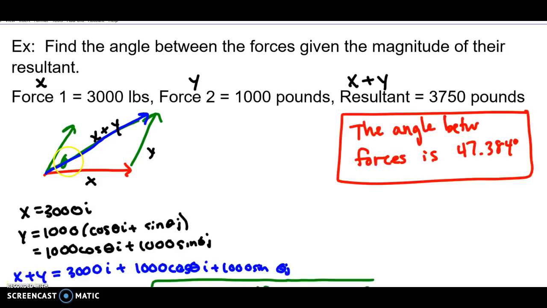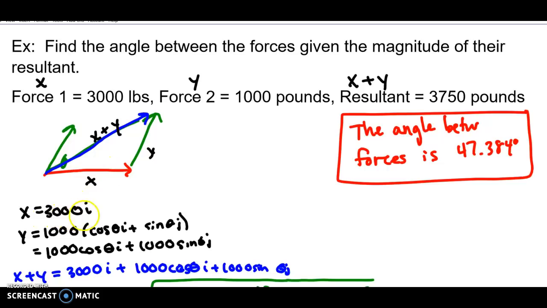Again, we're trying to find the angle theta between force 1 and force 2. Okay, we know that their resultant is 3750 pounds. So I got my final answer that the angle between the forces is 47.384 degrees. How the heck did I get that? Well, remember I gave you the advice to make this first force on the positive side of the x-axis. You are allowed to do that.